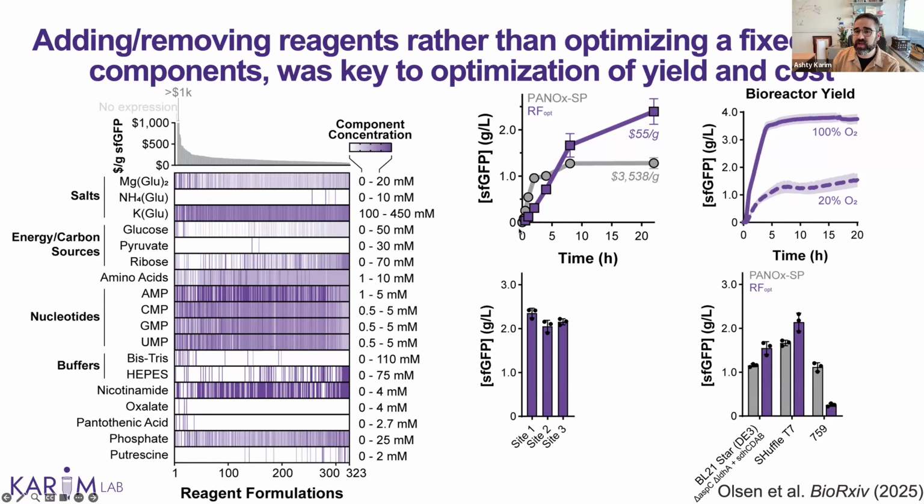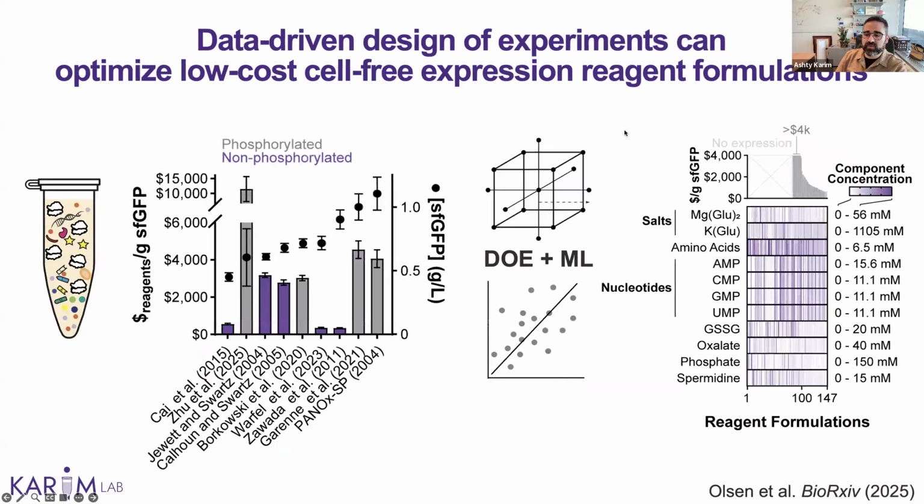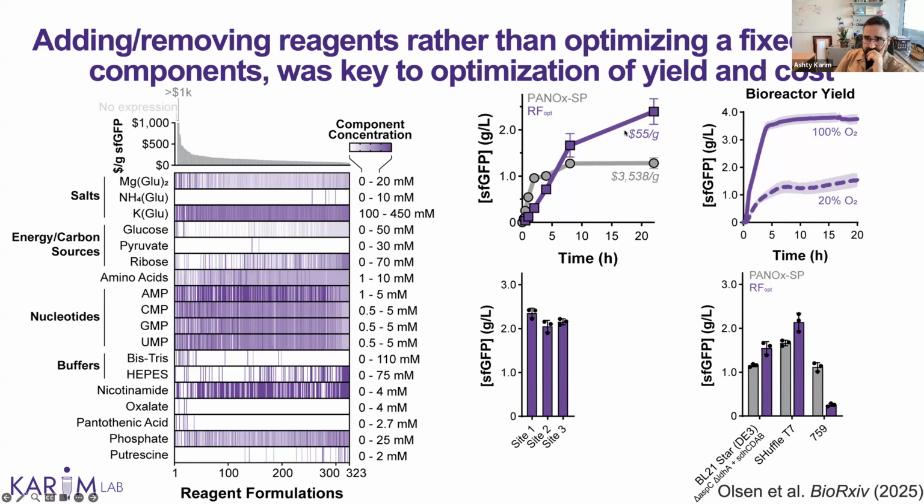And what we found was a reagent formulation, which I'm showing you here in the first graph, compared to the PANOx-SP variant. And so we were able to find a formulation that costs approximately $55 per gram of protein produced that can produce over 2 grams per liter of protein.